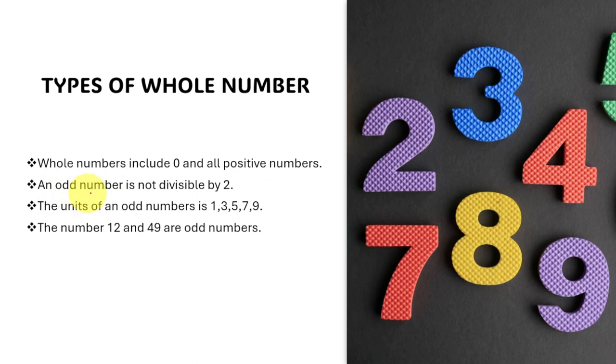Now, an odd number is not divisible by two. Okay, that's why I put D. The units digit of an odd number is 1, 3, 5, 7, 9.